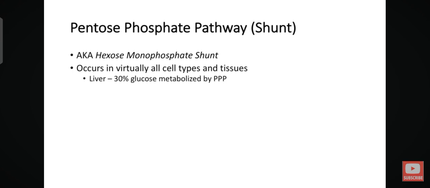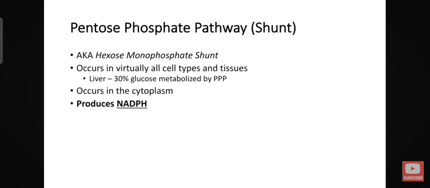The liver also utilizes this pathway to protect itself against oxidative stress due to drug metabolism. And some of the tissues that don't utilize this pathway so much include muscles. This pathway occurs in the cytoplasm.